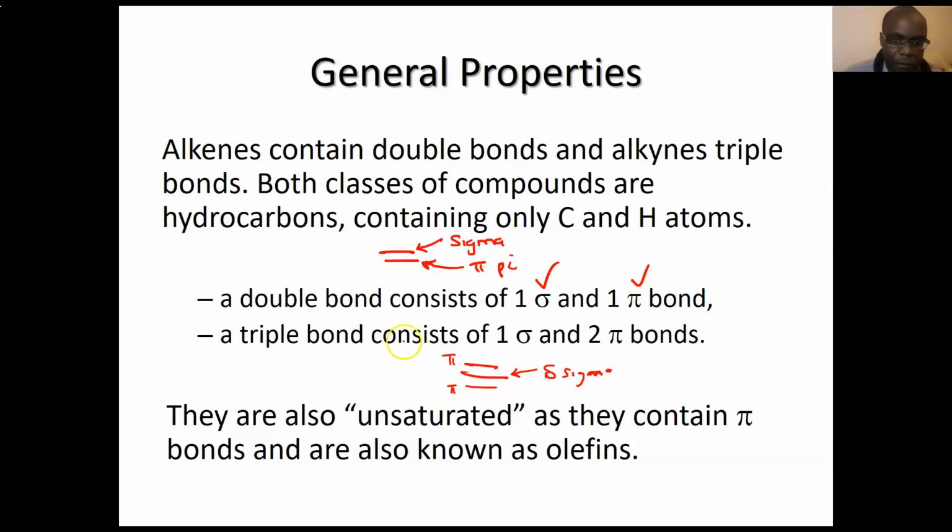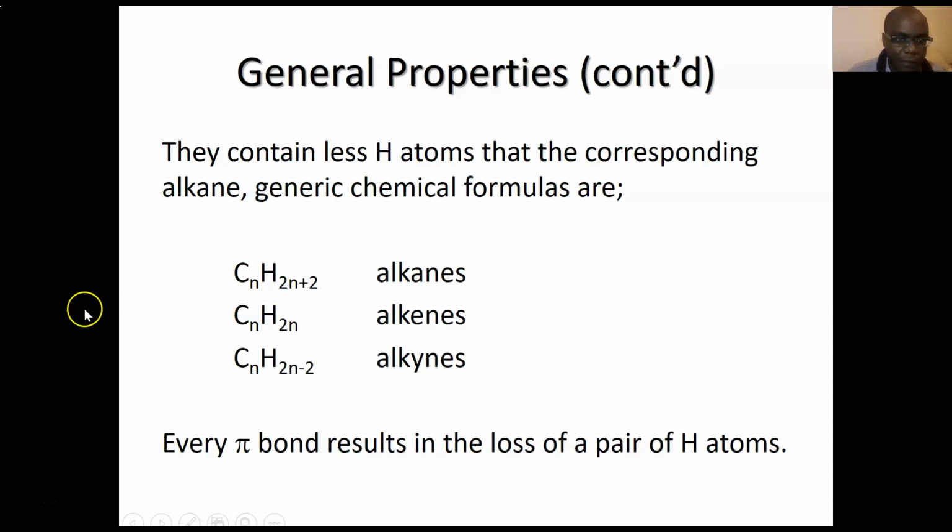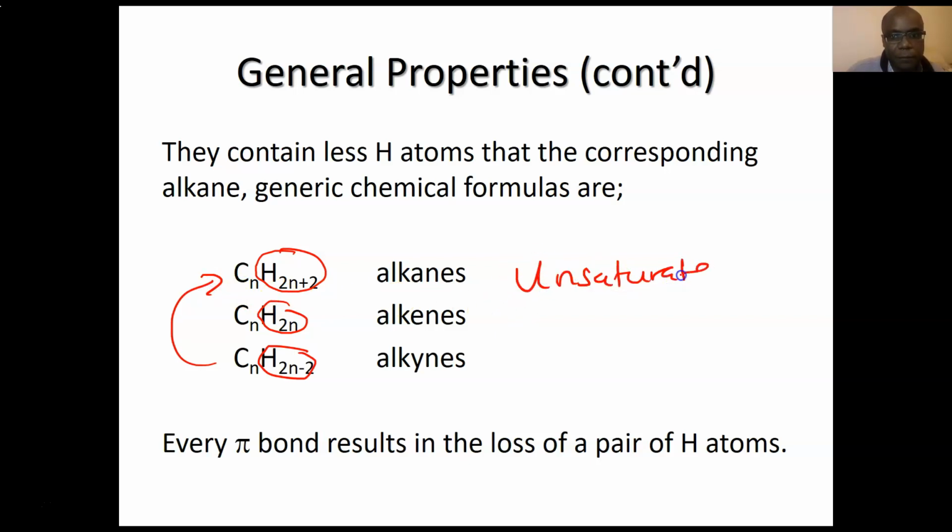Another name for these 2 classes, alkenes and alkynes, is olefins, but scientists threw away that name. That's an archaic way of calling them. But they are unsaturated because they have less hydrogens. What I mean is, for alkanes, you have this number of hydrogens. Alkenes, it's 2 hydrogens less. Alkynes is 4 hydrogens less compared to alkanes. That's why we say they are unsaturated.